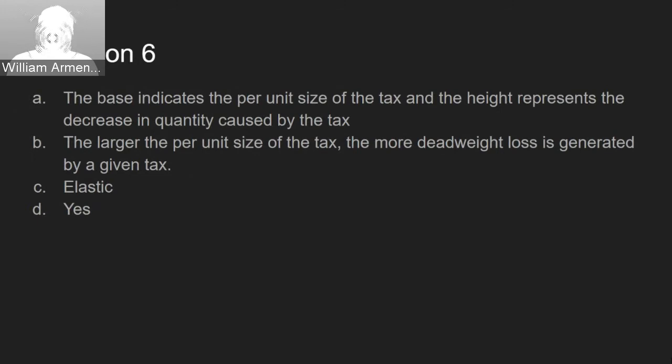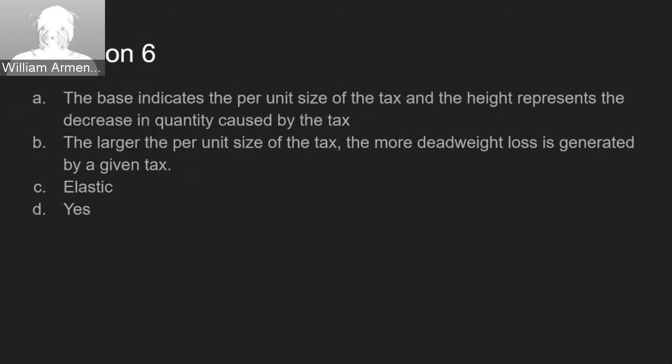The deadweight loss: the larger the per unit size of the tax, the more deadweight loss is generated by the given tax. This is because this causes the base of the triangle of the deadweight loss to increase, as well as the height of the deadweight loss triangle. So for Part C, if the base is constant, a higher deadweight loss would occur if the demand was elastic. This means that people are more willing to switch to something else.